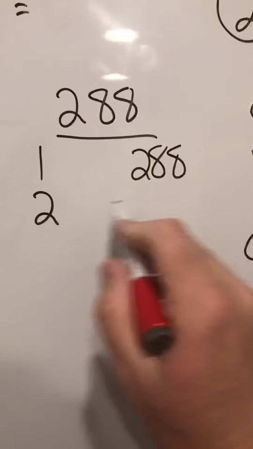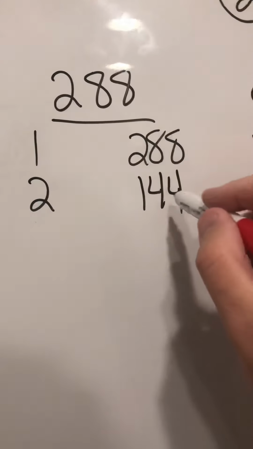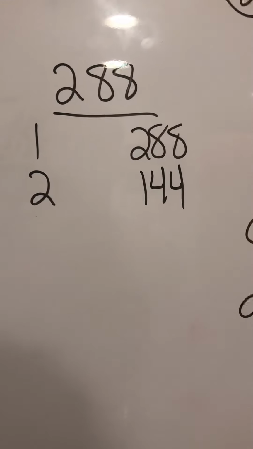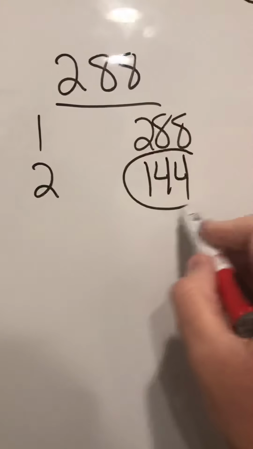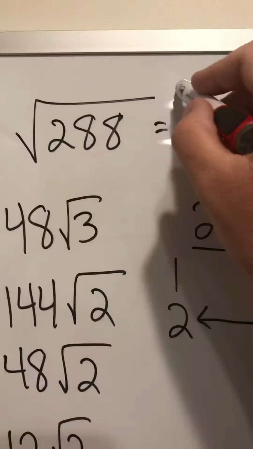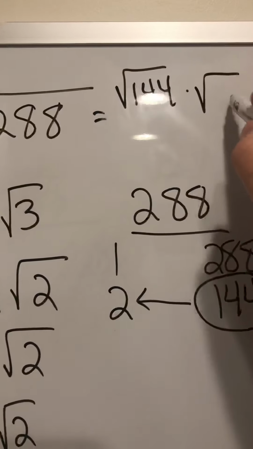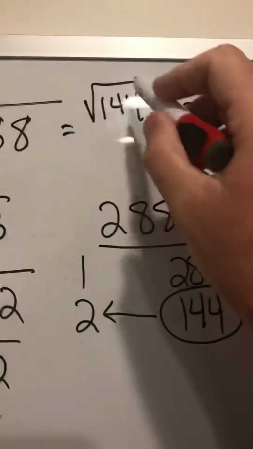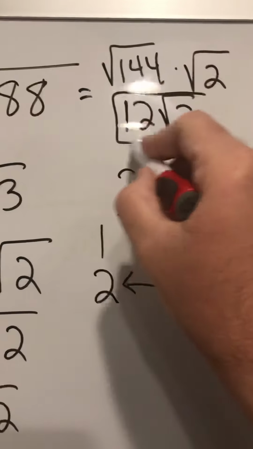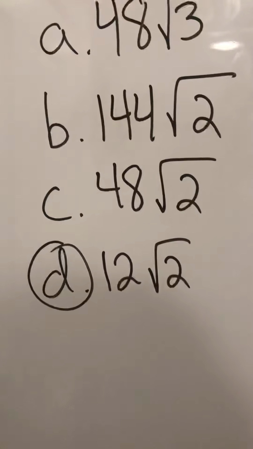Well, 288 is not perfect. If it was, we wouldn't be doing this. How about 2 times 144? Now, I see that 144 is a perfect square, and it's big. In fact, it doesn't get any better than this. So that is what we're going to use. So the square root of 288 is the square root of 144 times the square root of 2. The square root of 144 is 12. 12 square roots of 2, that's our answer. And if we go down, that answer is D.